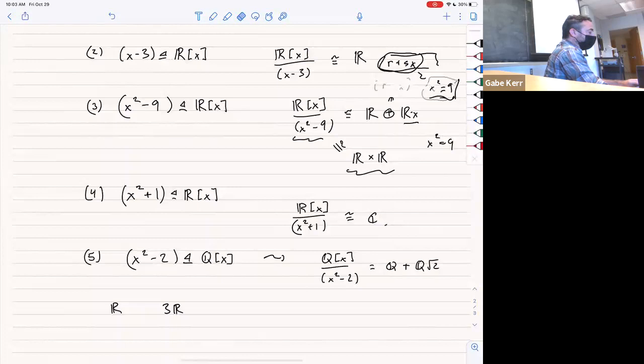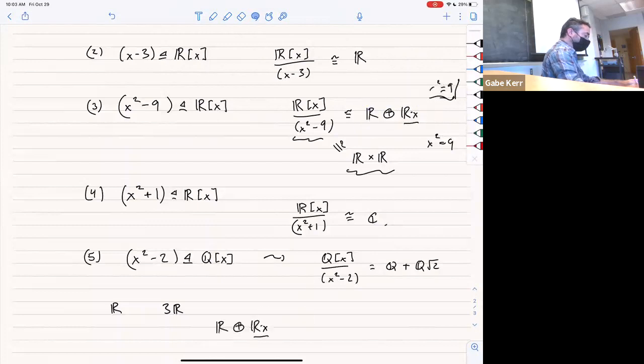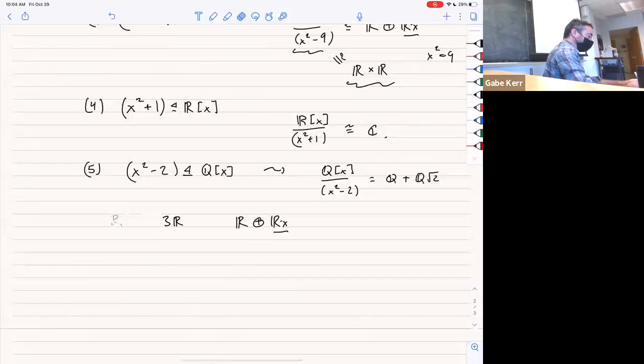Let me do a little more justice to this example. So let's look at this example. What are the elements in them? How do we multiply them? I'll use A and B instead of R and S. So an element of this will look like A plus BX. If I have two elements, adding them is nothing new. You just add them like ordinary polynomials.